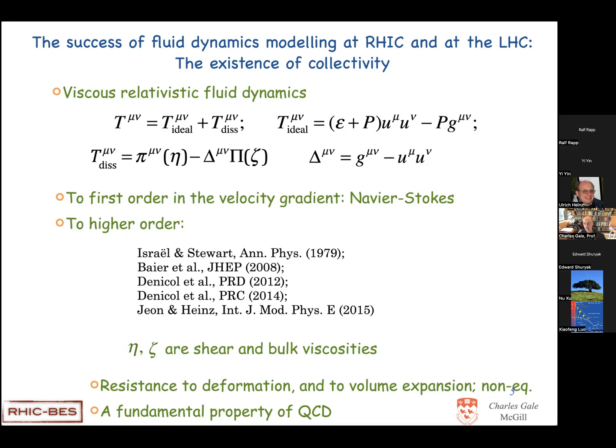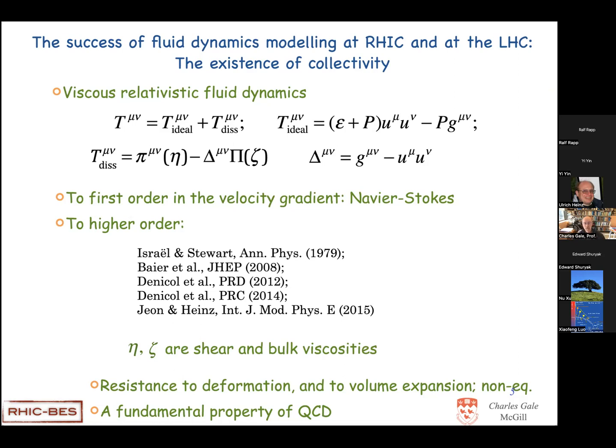Well, they're a departure from equilibrium in two different ways. So the shear viscosity is a departure from equilibrium in the sense that it's a resistance to deformation. It's really a shear, the viscosity in the shear, as frankly first described by Newton. And the volume expansion is characterized by the bulk viscosity. So bulk viscosity acts as a negative pressure. It slows down the expansion.